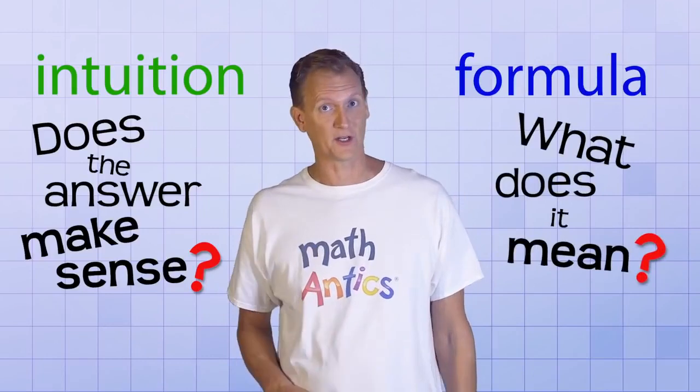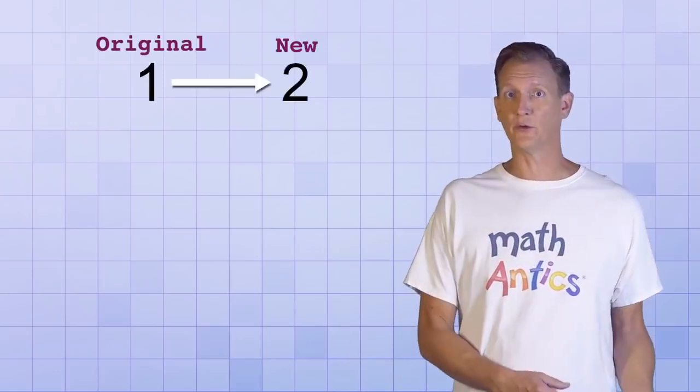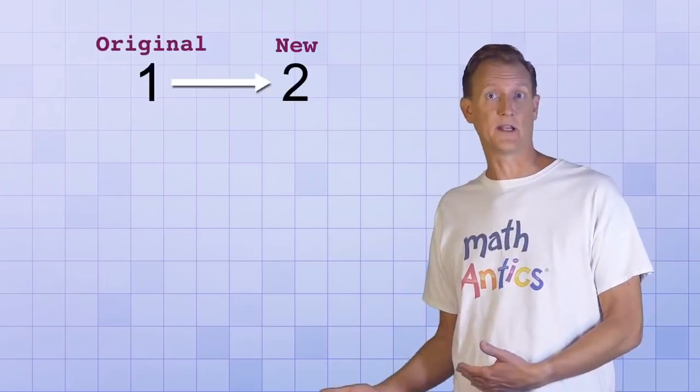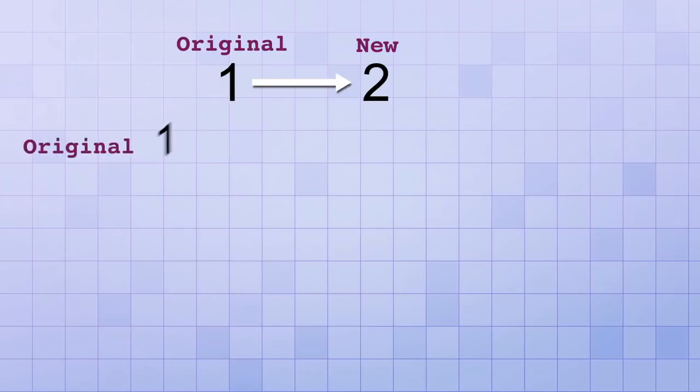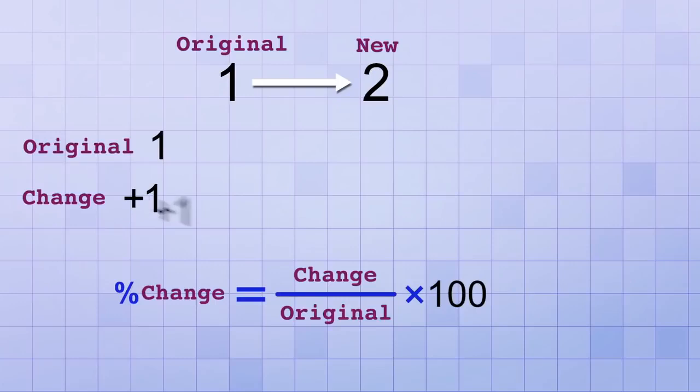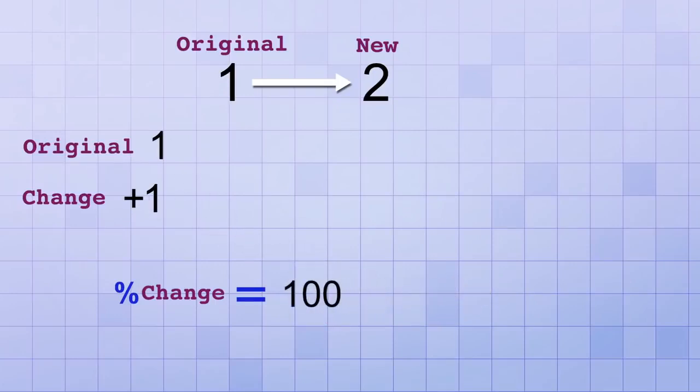And speaking of intuition, before we wrap up, I want to explore just a few more situations that will hopefully give you a better intuition about percent increase and decrease. First, let's consider the case where you start with 1 of something and end up with 2. What would the percent increase be? Well, the original amount is 1, and the change is also 1. Plugging those numbers into the formula gives 1 over 1 times 100, which simplifies to 100. So the percent increase is 100%.